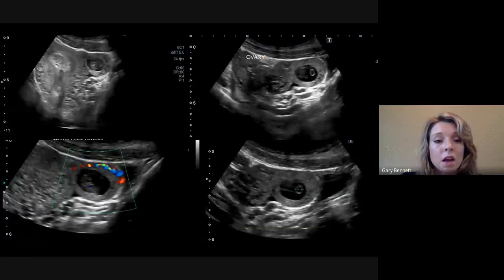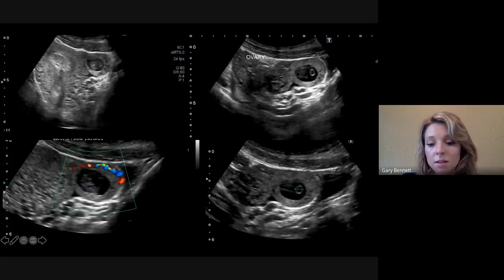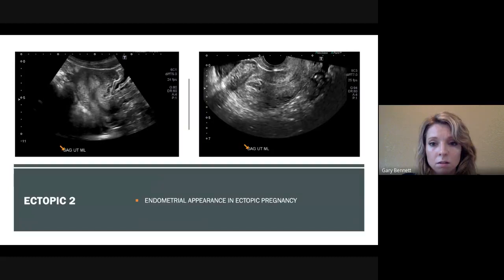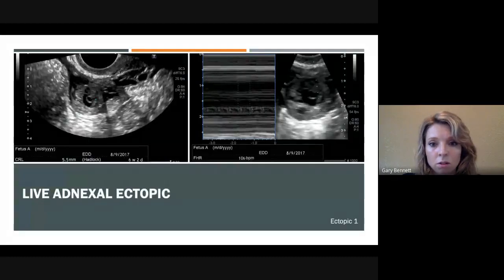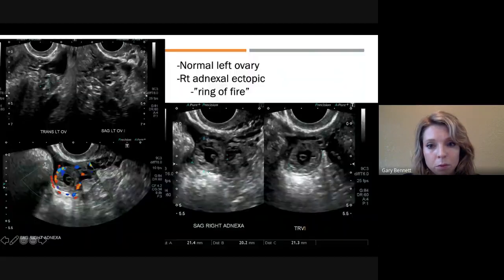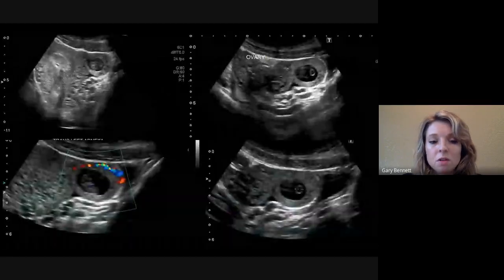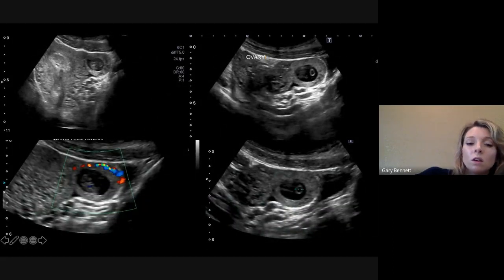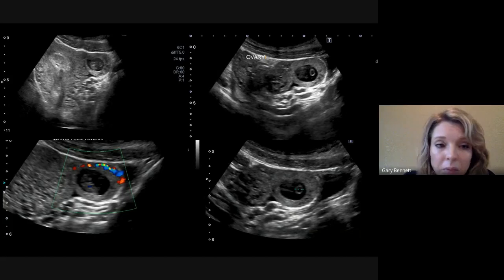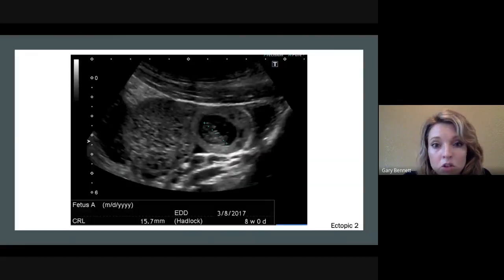Oh, one more thing. If you were to take a power Doppler and obtain a resistive index on one of these vessels out here, it would be super high. You would have a very high resistive index, probably like 0.8 or something, which helps determine that you are not in the ovary.